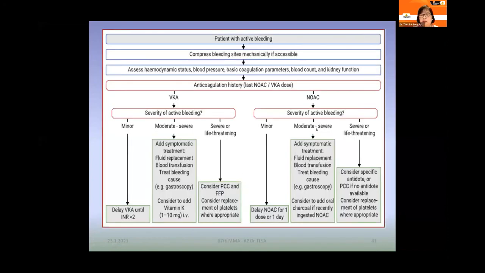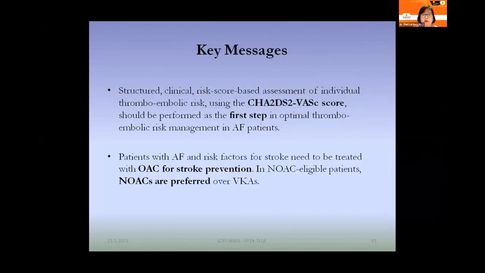In NOAC patients as well, if there is minor bleeding, the NOAC should be stopped for only 1 day. If moderate bleeding, consider adding oral charcoal if the NOAC was recently ingested, less than 24 hours ago. In severe life-threatening conditions, we can give prothrombin complex concentrate (PCC) or FFP if available.